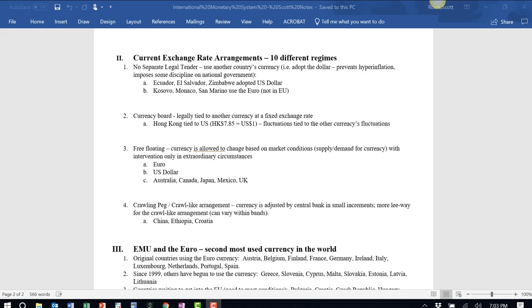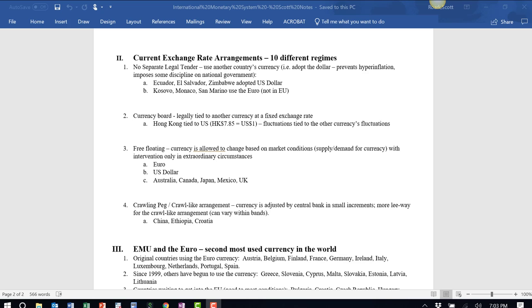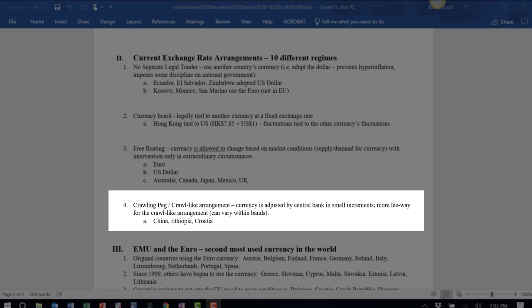Free floating is the third regime, and it's probably the most common, especially among large market economies around the world. So the euro is free floating, the US dollar is free floating, Australia, Canada, Japan, Mexico, UK all have free floating currencies. So by far and away, the vast majority of the value of currencies around the world are free floating.